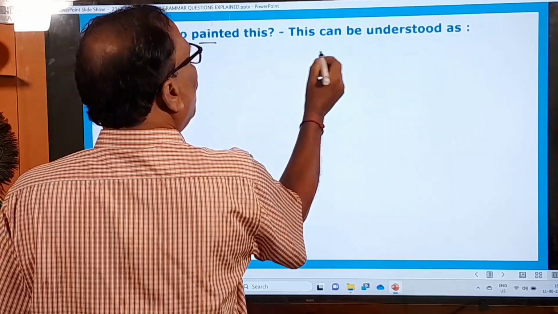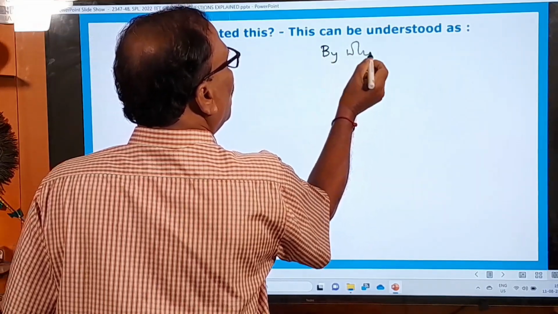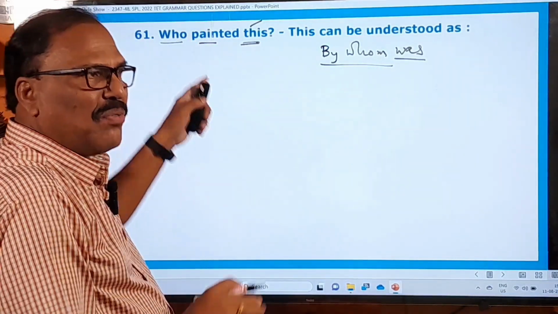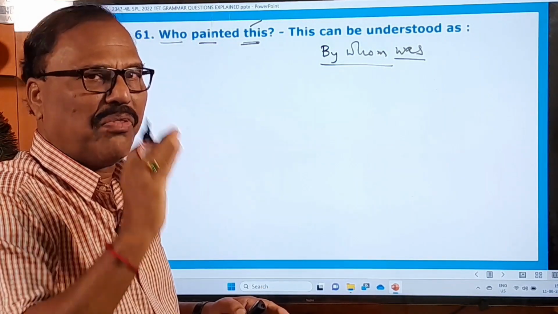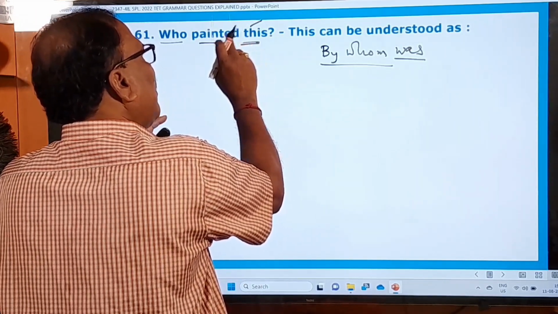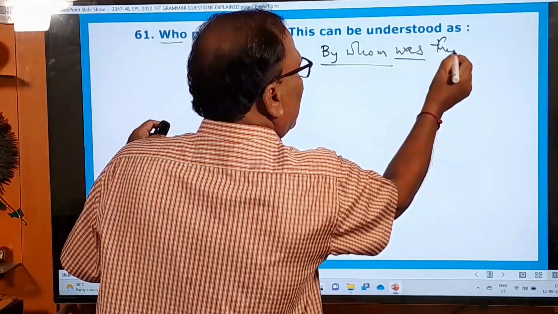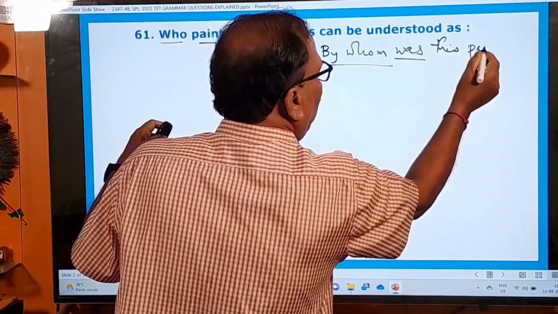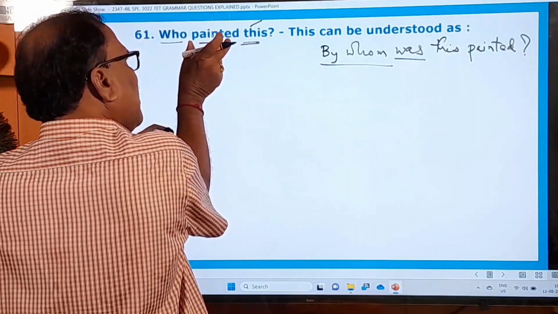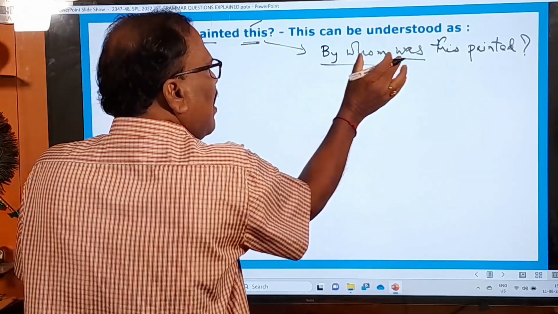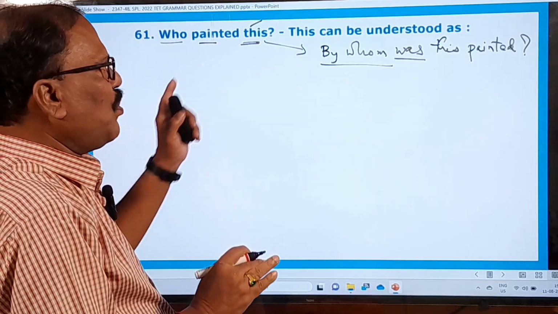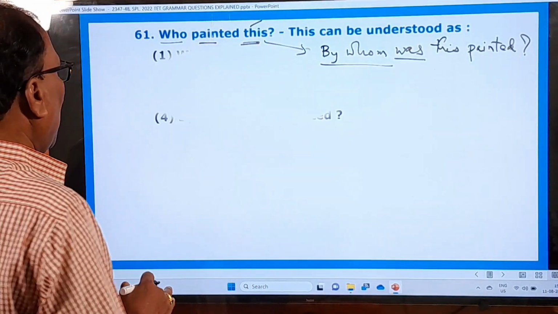Here you pay attention. Instead of who, you say by whom, you know very well. If the sentence is in the past tense, we have to use the helping verbs was or were. Since the object is singular, was is used, and then this, and painted. So when you change this active voice sentence into the passive voice, the sentence should have been: By whom was this painted? Now let us see the options.